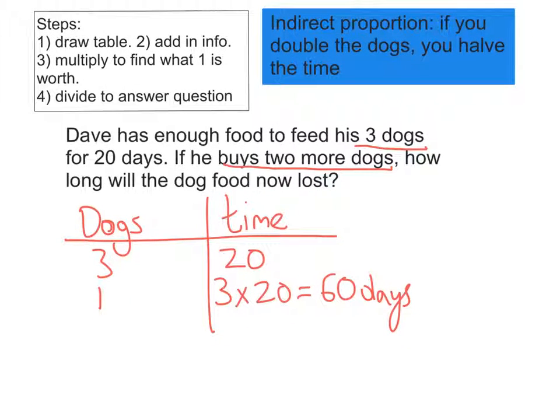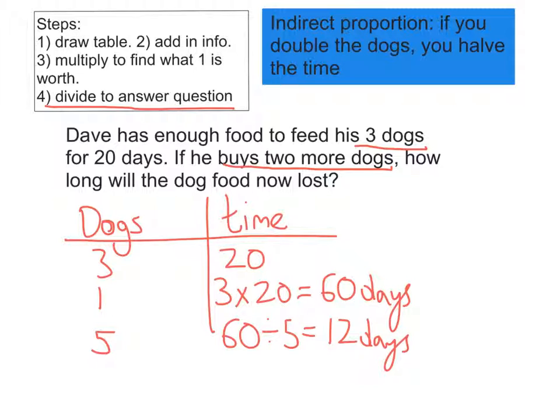Okay. Now I need to know how long it lasts if he has 2 more dogs. Well, he's got 3 dogs, so add 2 more would mean 5 dogs. And to work out how long that would last, I divide to answer my question. So 60 days for 1 dog, so for 5 dogs I would divide 60 by 5, and I would get that this would be 12 days.